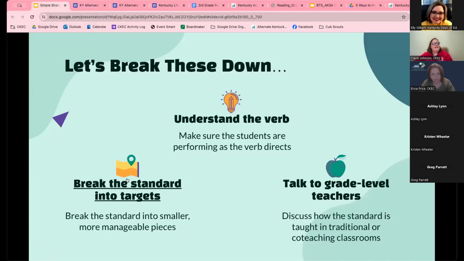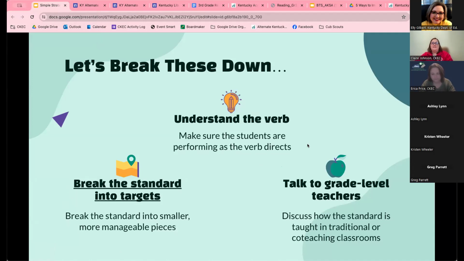So the other thing, that's breaking down the standards into targets. I think that's something really important for them to do. Also making sure the teacher understands the verb. So what is the target? What is the standard actually asking them to do? What's that verb in there? That's really important, in my opinion, for all teachers to understand, but worth mentioning here particularly as well.